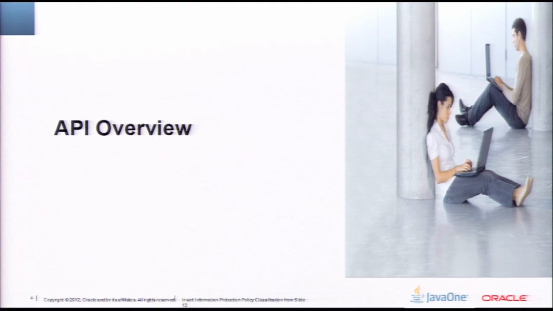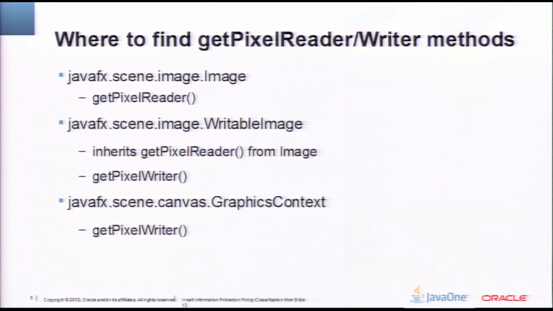So let's take a quick look at the API, and then I'll get into some demos and examples. Basically, the way you get access to the pixels is you get an object called a pixel reader or a pixel writer. And there are several places you can get those. On the basic image, which you can load from a file, you can get a pixel reader, which means you can have read access to the images you load.